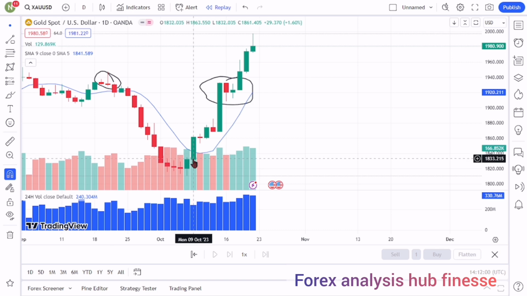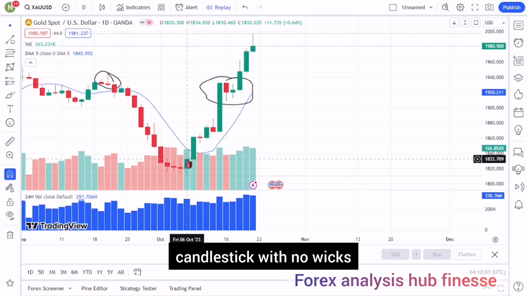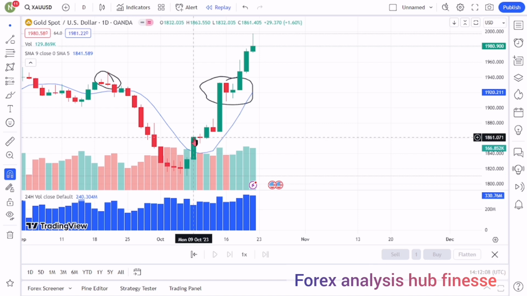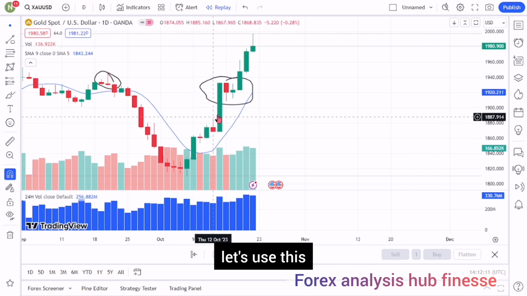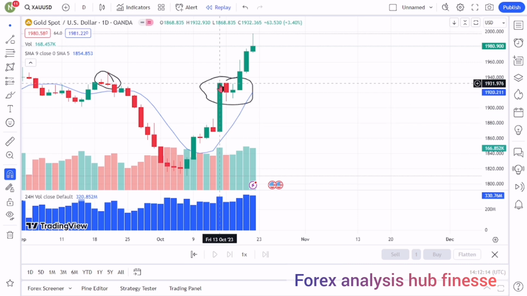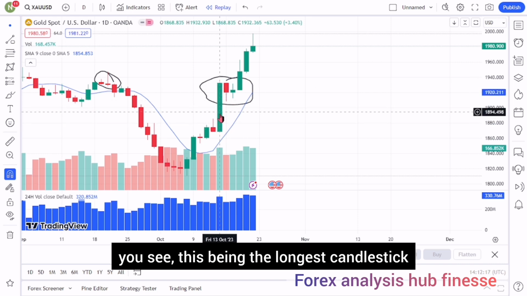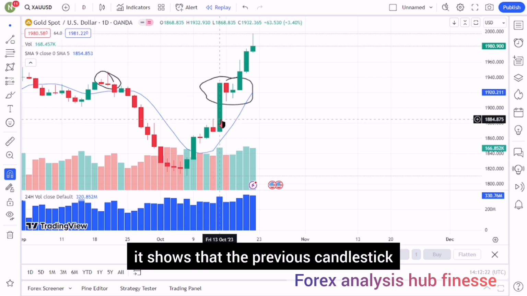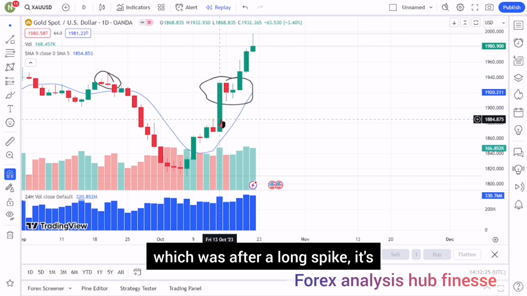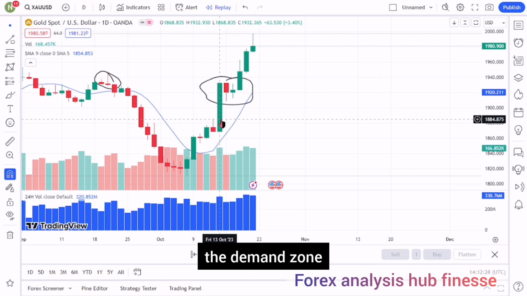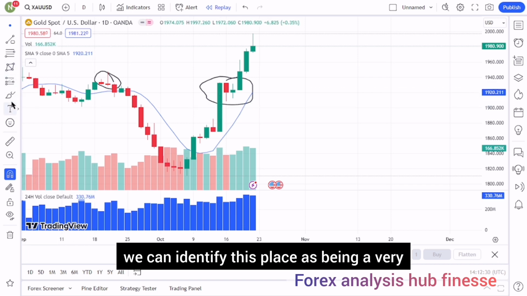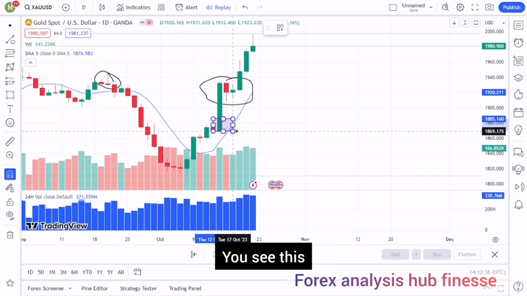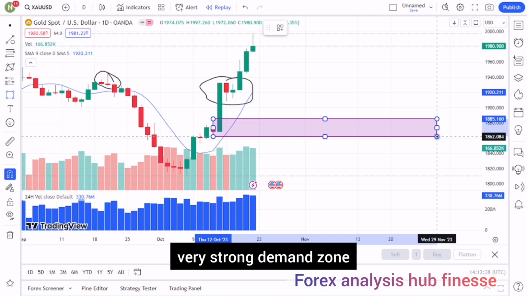It is a full candlestick, either green or red, that identifies a supply or demand. Let's use this. This was a full candlestick with no wicks. This was the longest candlestick. You see, this being the longest candlestick, it shows that the previous candlestick, which was before a long spike, is the demand zone. We can identify this place as a very strong demand zone. You see this? That is a very, very strong demand zone.